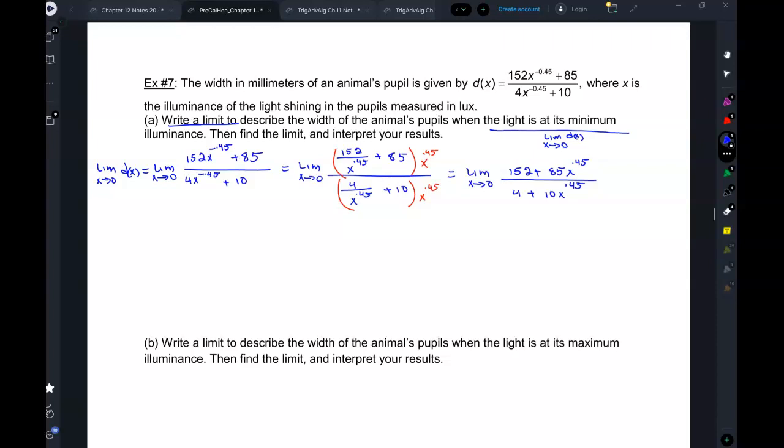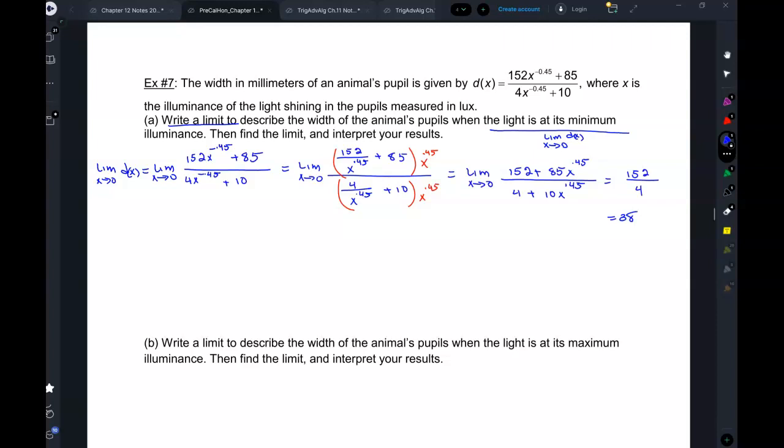So now, am I allowed to plug in x equals 0? Is it okay to plug in x equals 0 now? It is. If I plug in 0 here, what do I get? That's basically just 0, right? And this is 0, so I'm just going to get 152 over 4, which is equal to how much? 38. Okay?